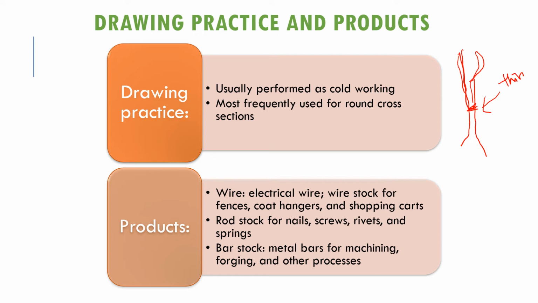This process is frequently used for round cross sections. Examples of products: in terms of wire, you can produce electrical wire, stock for fences, coat hangers, and also shopping carts. In terms of rod stock, it can be rod stock for nails, screws, rivets, and springs. And for bar stock, it can be used to make metal bars for machining, forging, and other processes.